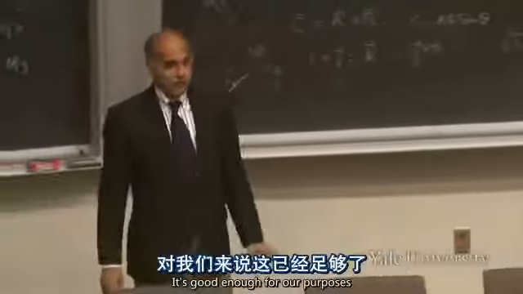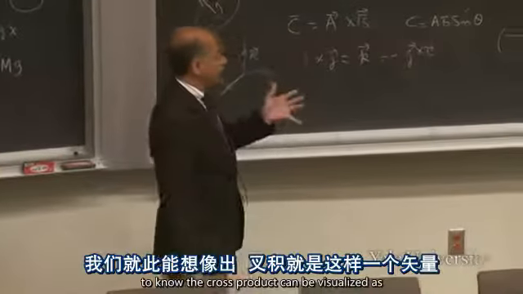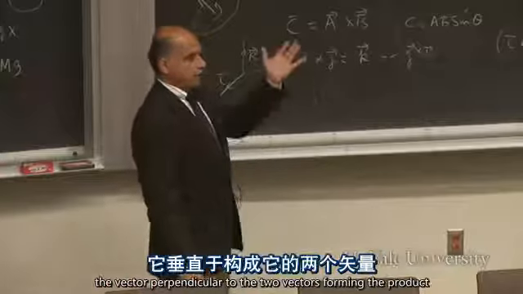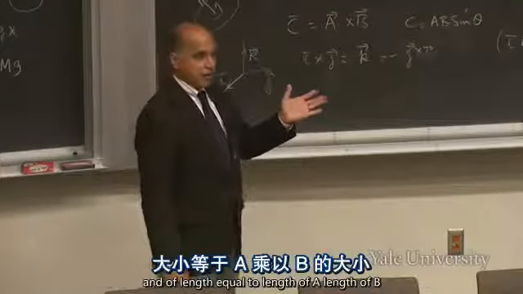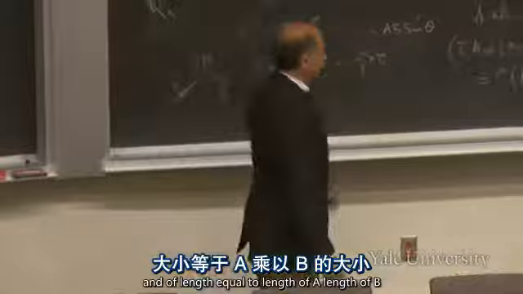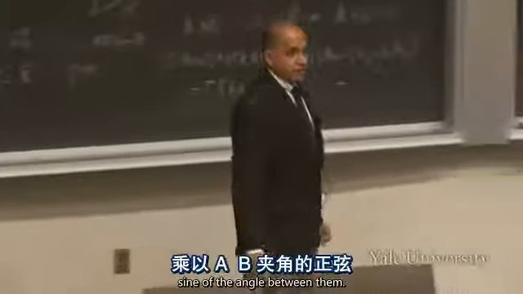It's good enough for our purposes to know the cross product can be visualized as a vector perpendicular to the two vectors forming the product and of length equal to length of A, length of B, sine of the angle between them.